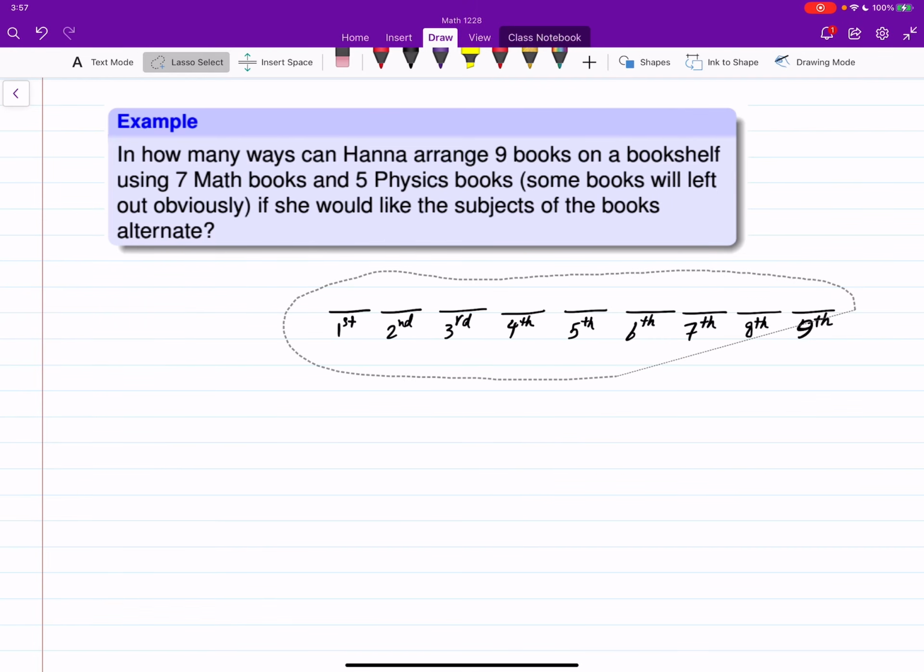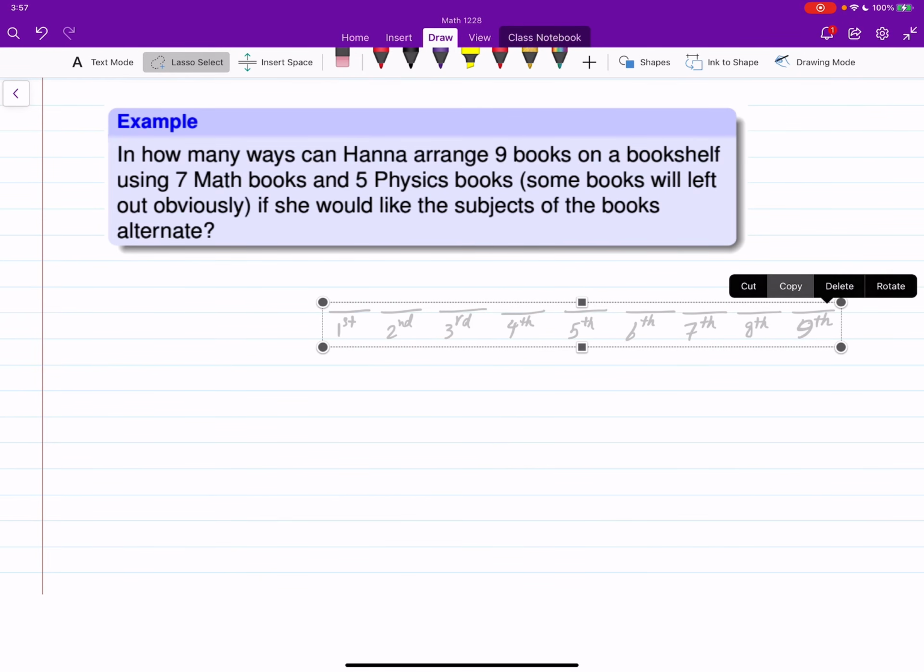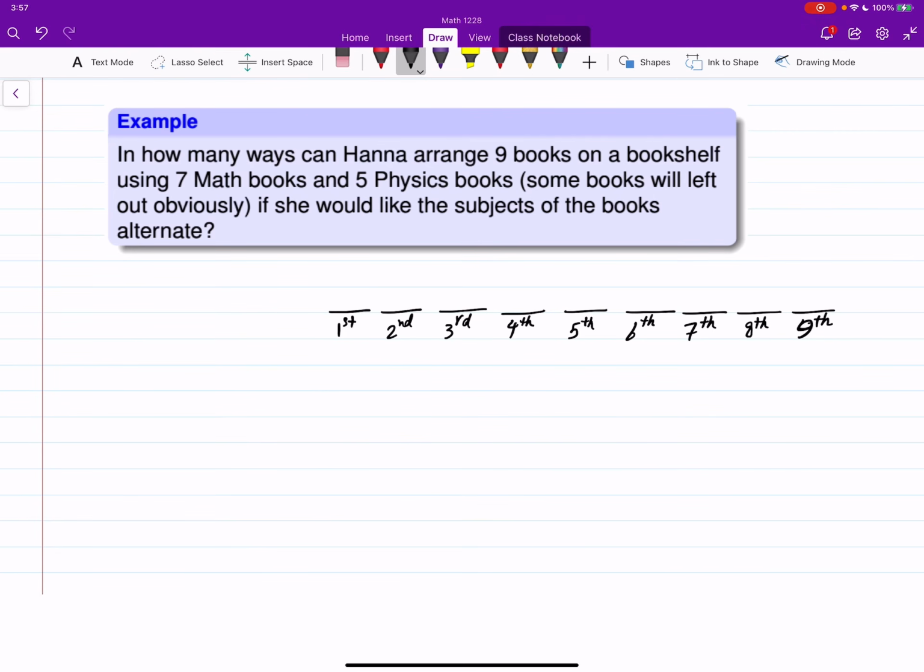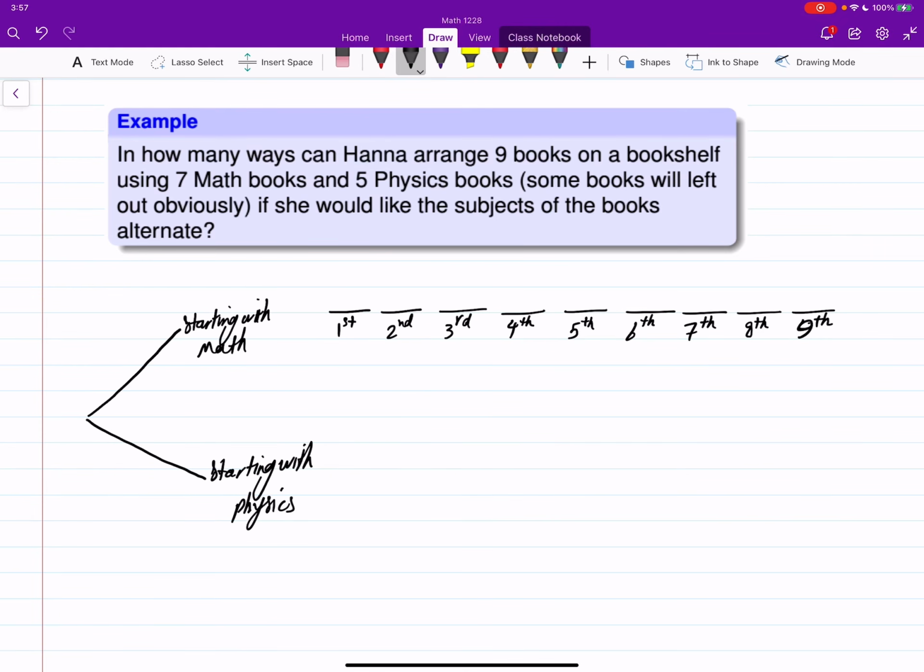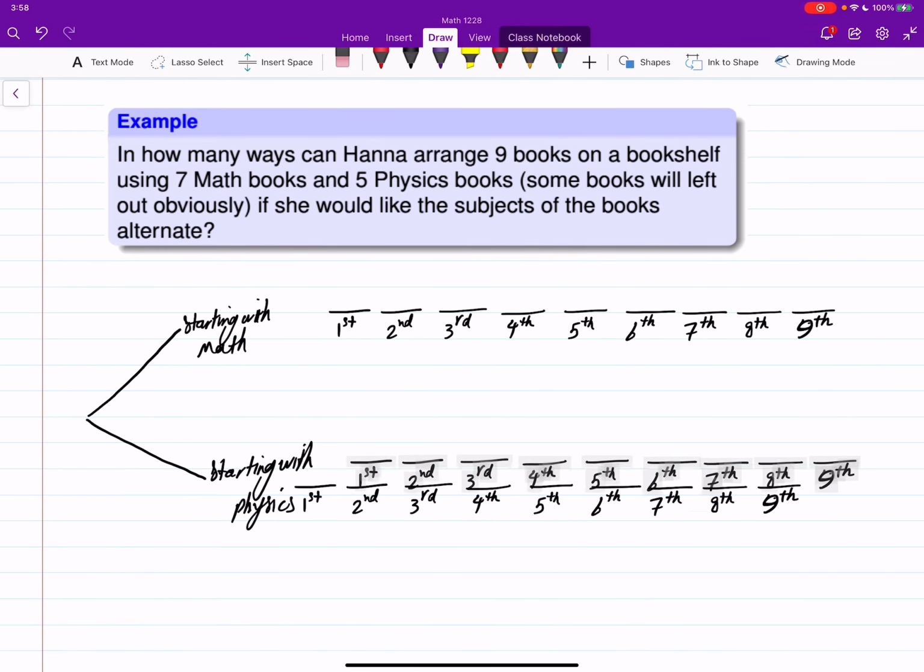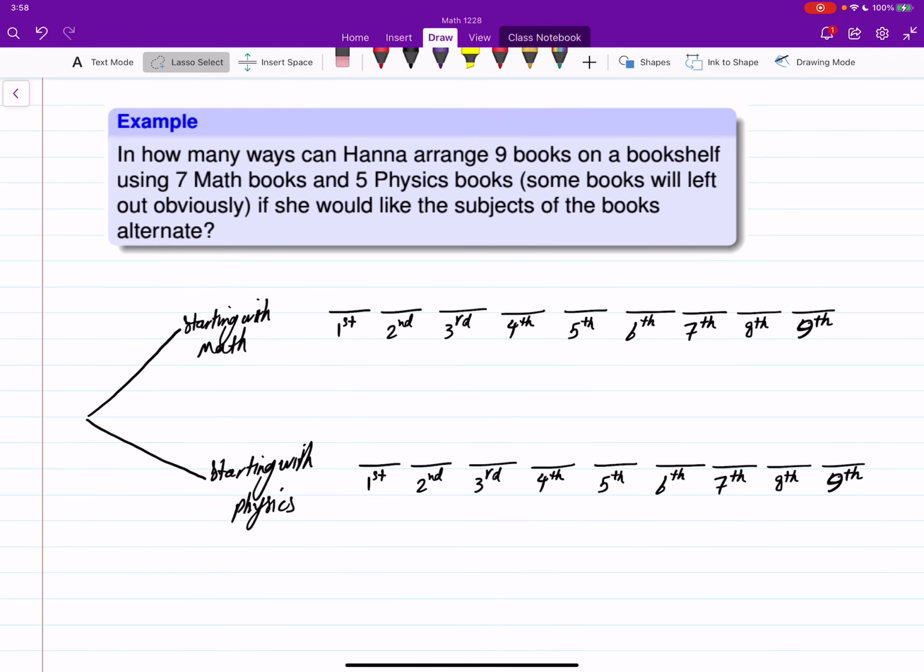So I can copy this, and I will separate this into 2 cases. One starting with a math book, and the other one starting with physics. Yes, and those are the 2 different cases that you can have. Okay, so how does that change the story?